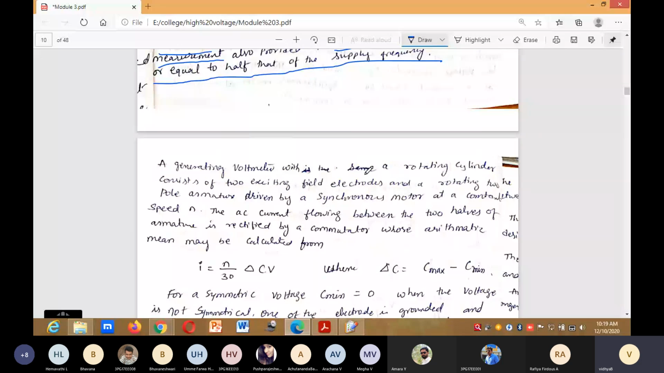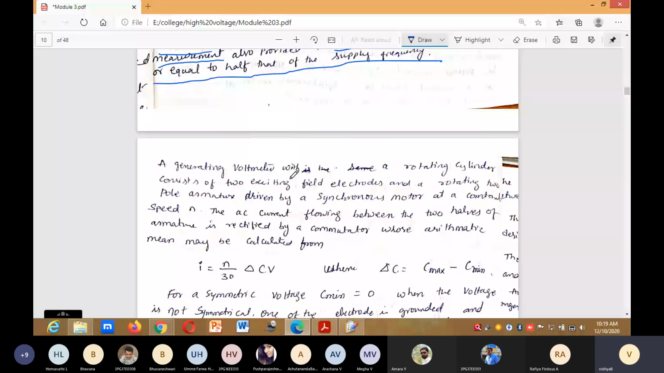A generating voltmeter with a rotating cylinder consists of two exciting field electrodes and a rotating two-pole armature driven by a synchronous motor at constant speed n.